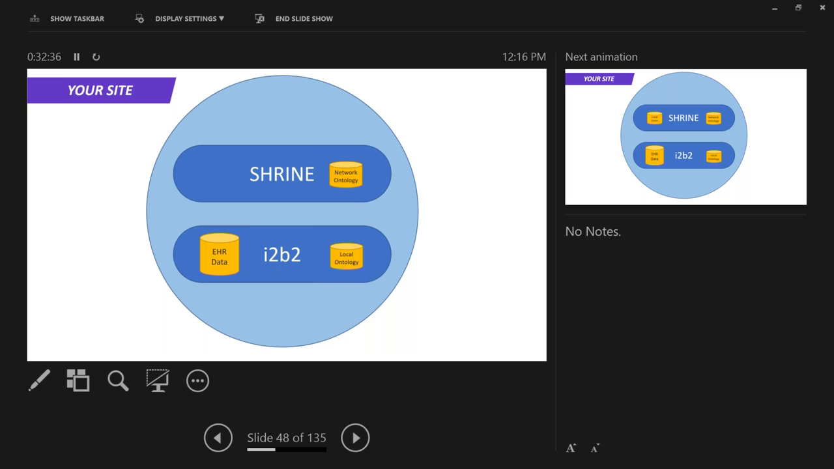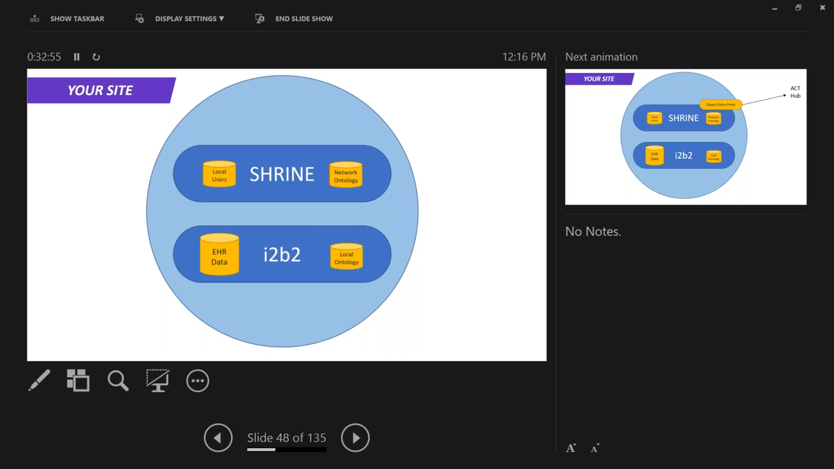Shrine has, of course, the network ontology. This is the common ontology that Michelle works on. She'll talk more about that. And this is the ontology that essentially you don't make edits to. Everyone in the network, an investigator at any site using the Shrine web client, will see the same ontology.